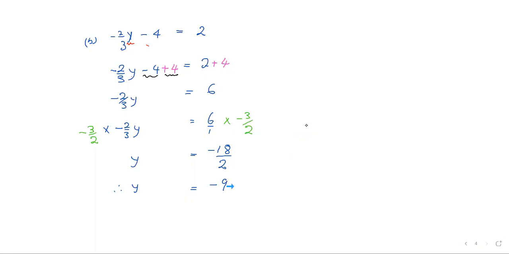Now, we are going to do the last one. The last one looks like 4 over 5 x minus 3 is equal to 17. Now we need to get rid of this first.